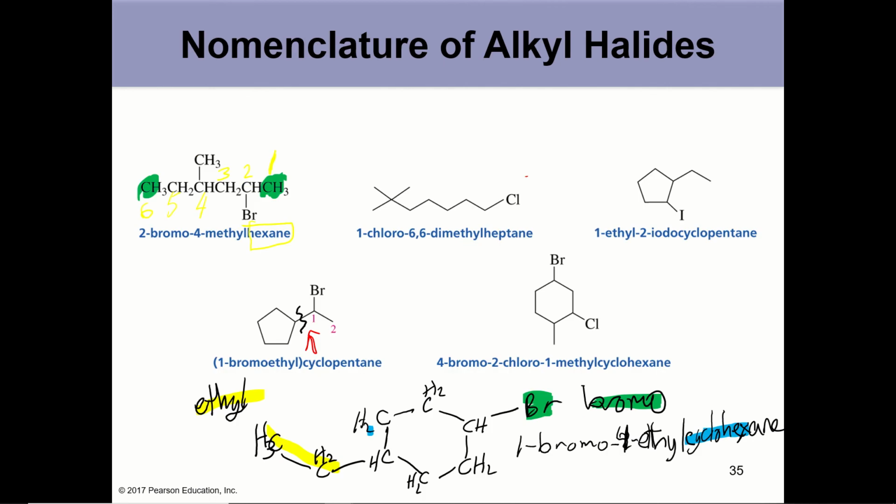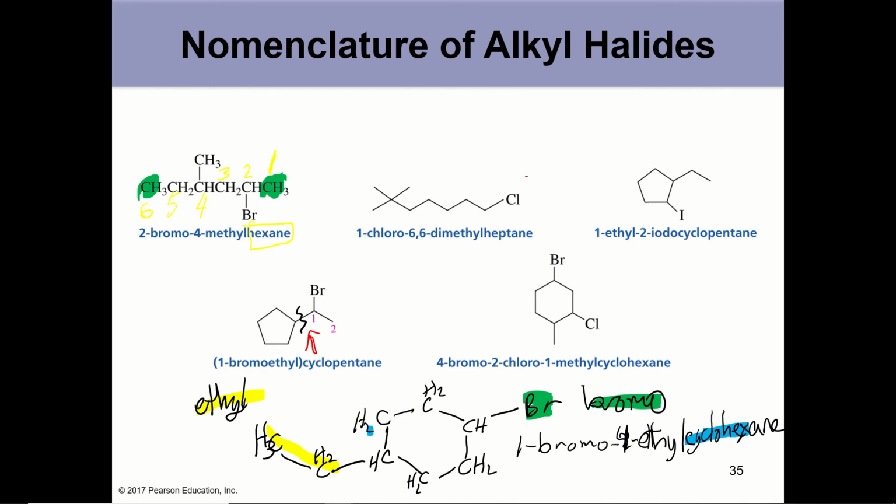Nomenclature of halides. The suffix does not change. We still have alkanes, so we want to find the longest possible chain to get the suffix. In the example on the top left, we have a hexane. And then we name our substituents. So we have a substituent of bromine at carbon 2 and a substituent of methyl at carbon 4, and that gives us 2-bromo-4-methyl, writing them alphabetically.